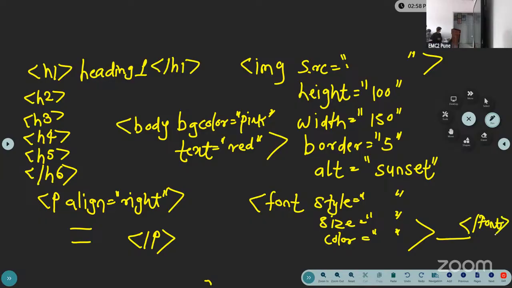Understood? So font is having the attributes what? Style, size, and color. And in between that, you are writing the text, and after that closing the font tag. That's it. Done. Please mention it in your notebook.